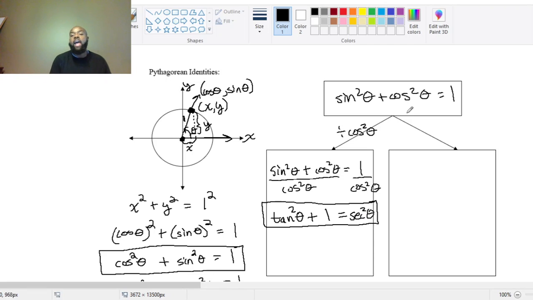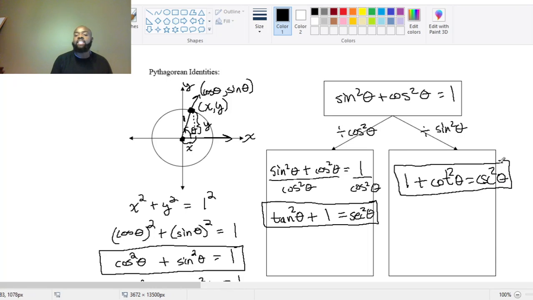All right. And then I can do a similar thing by dividing both sides of this original one by sine squared of theta. I'm going to show a little less work here. When I divide sine squared by sine squared, I'm going to get a 1. Cosine squared, if I divide that by sine squared, I'm going to get cotangent squared of theta. And then 1 divided by sine squared is going to give me cosecant squared of theta. And so this is another trig identity.